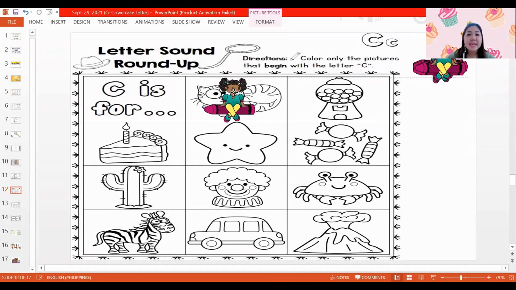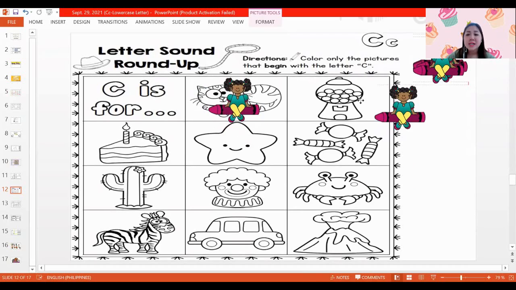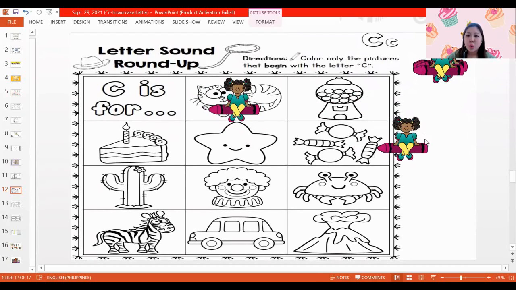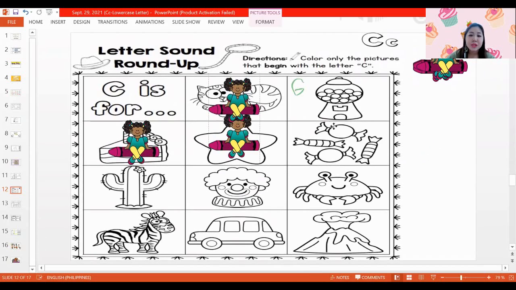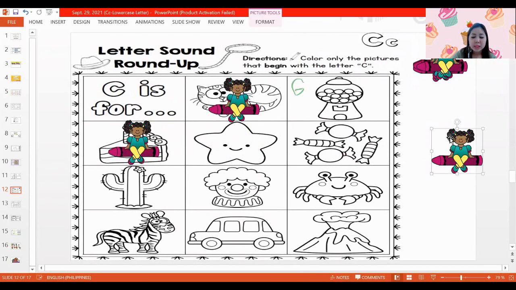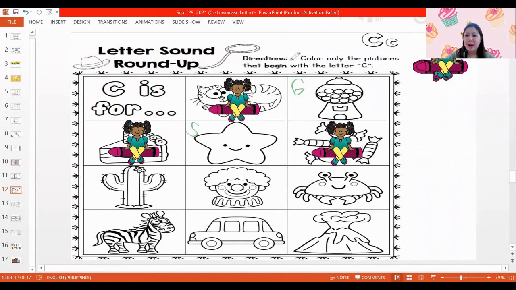So we have C is for cat. C is for gumball. No, gumball begins with the letter G. How about cake? C is for cake. Correct. C is for star. No, star begins with the letter S. C is for candy. Correct.